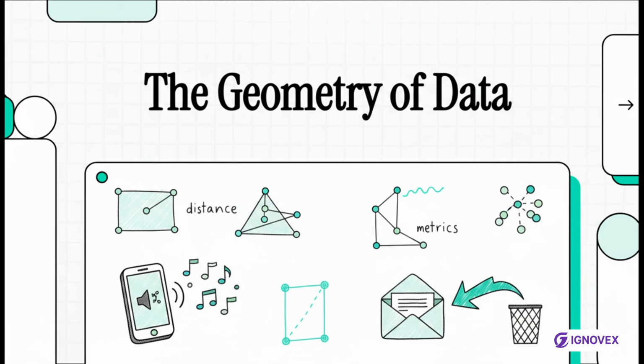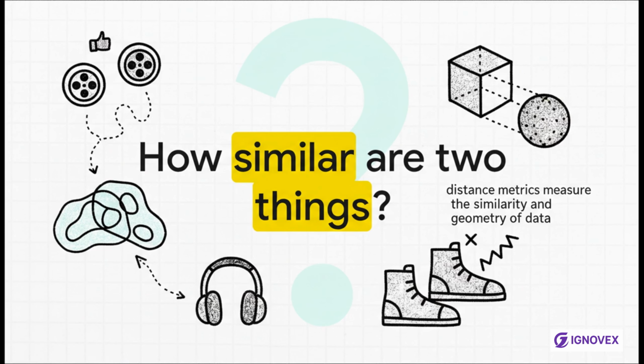Have you ever wondered how your phone just knows the perfect song to play next? Or how your email inbox is so good at catching spam before you even see it? Well, there's this secret language at work, and it's not about words, it's all about distance. Today, we're going to decode this hidden geometry of data and see how our devices use it to make sense of the world. It really all comes down to one simple but incredibly powerful question.